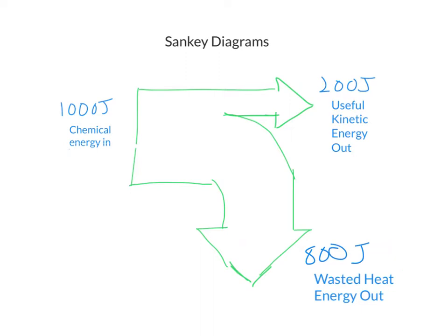What's really important to remember is that the total energy out should be equal to the total energy in, because this ties back to our law of conservation of energy. The energy can't be created or destroyed, only transferred from one form to another. So our chemical energy here is transferred into kinetic energy out and heat energy out. Again, the total amount afterwards adds up to 1000 joules because that was the total amount put into the system.